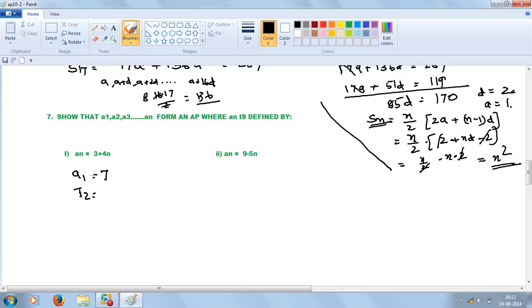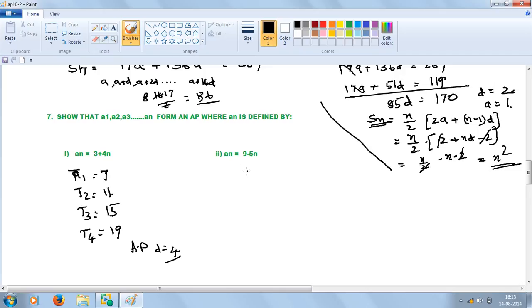The first is represented by a, or you can even call this t1, no problem. t2: 3 plus 4 into 2, 4 twos are 8 plus 3, 11. What is t3? 3 plus 4 threes are 12 plus 3, 15. What about t4? 4 fours are 16 plus 3, 19. The first term is 7, then 11, 15, 19. For each increase, it increased by 4. So this is an AP, with common difference 4, because of 4 times n. So this shows it is an AP.